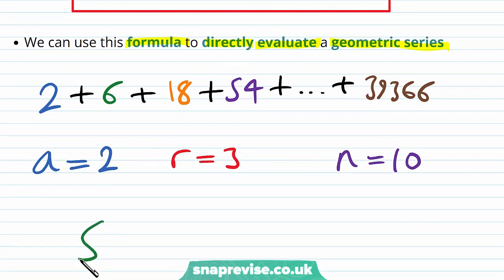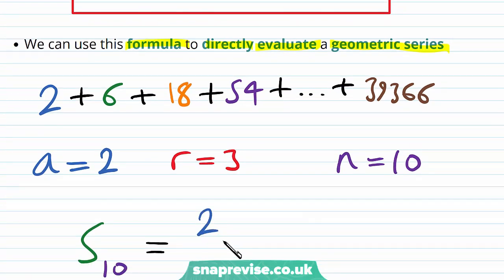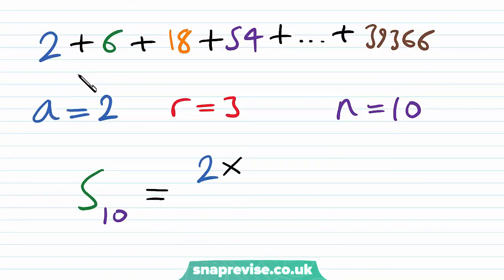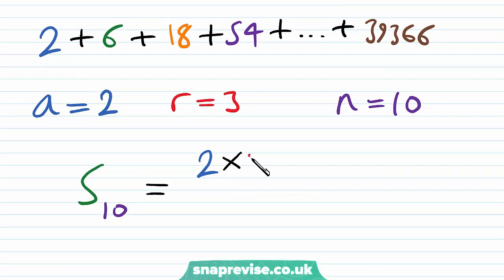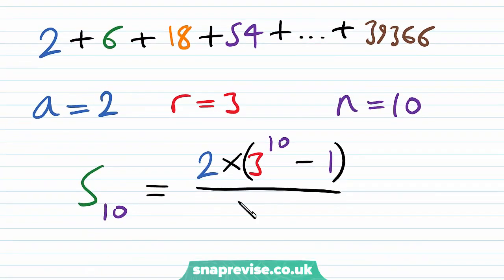Therefore, by evaluating the sum up to 10 terms, we have the first term, which is a, that's outside, so that's 2. And then we multiply by r to the n minus 1. R is 3, so that's 3 to the power of 10, and then we minus the 1. That's all multiplied by the 2. And then we divide by r minus 1, so that would be 3 minus 1.